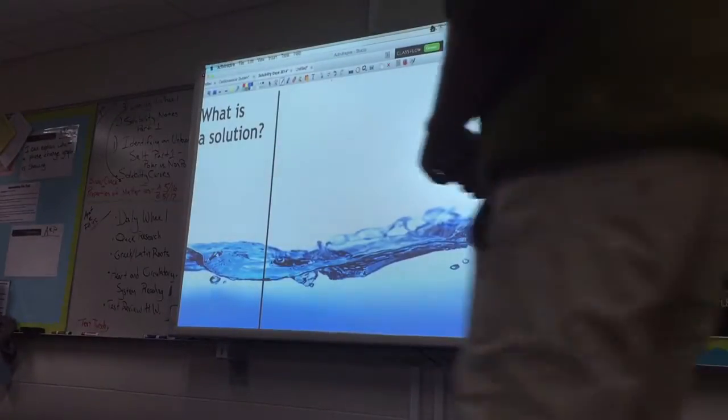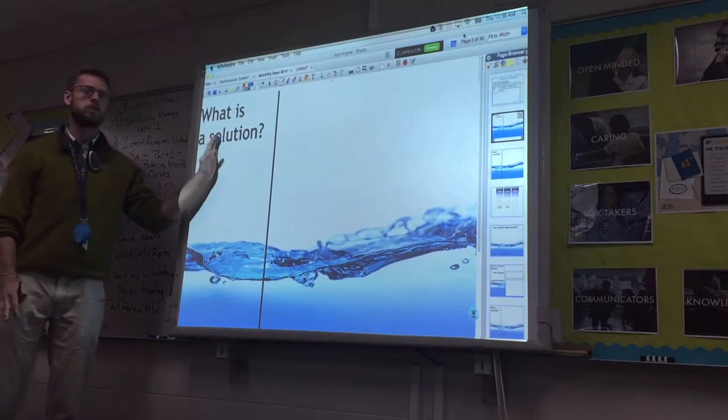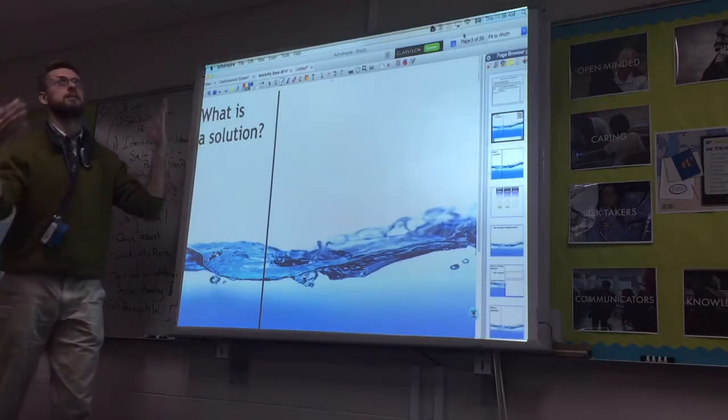All right, we're taking notes on solutions and solubility, especially polar versus non-polar solutions. We're going to talk about what those are. Our first note, though, on our coding notes is what is a solution anyways?